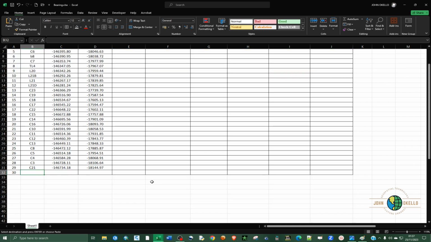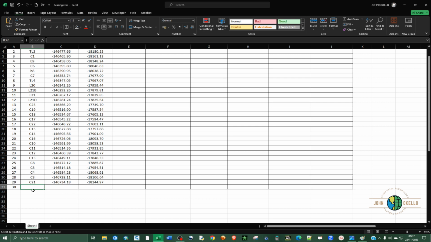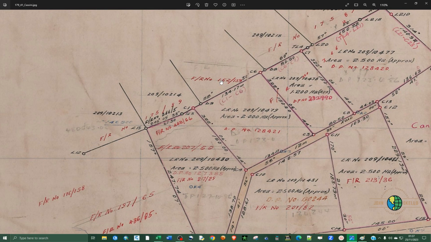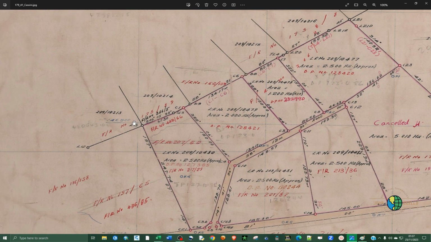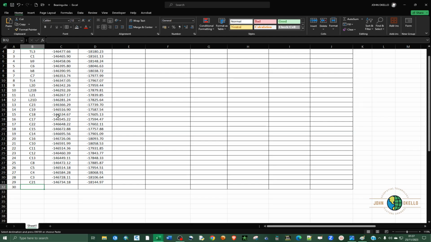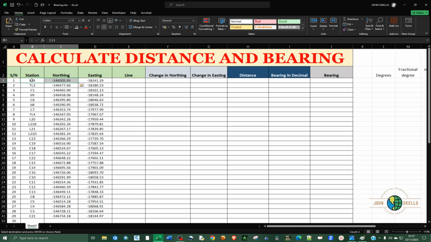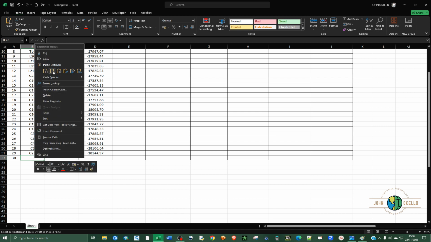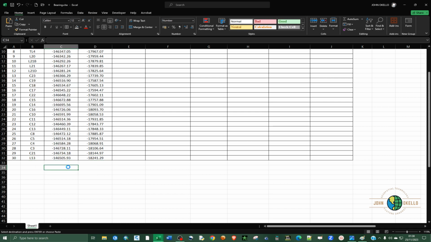You realize that the last station is empty. That is because this one belongs to the first station, because we said we are moving all around and then coming back to the same station. So that's why it's empty, and we're going to copy everything in the first row. Sorry about that. So let me copy that and then paste the values like so.